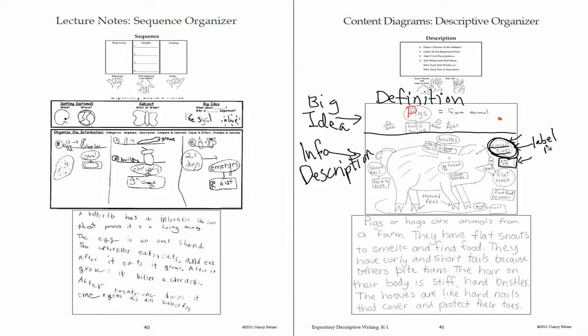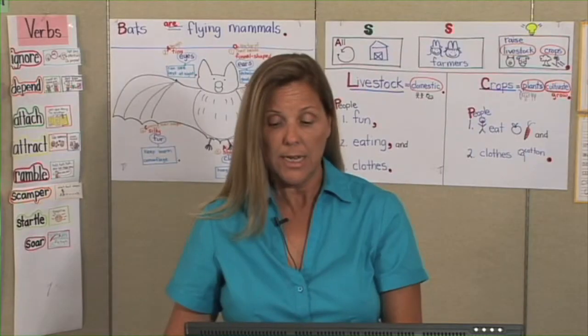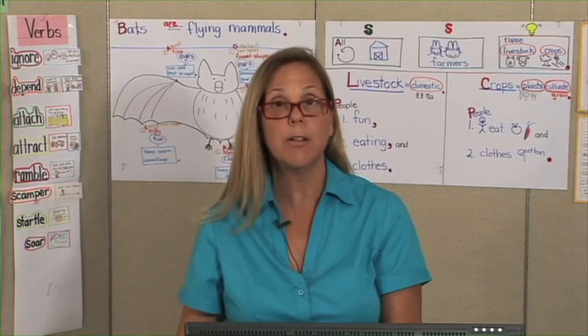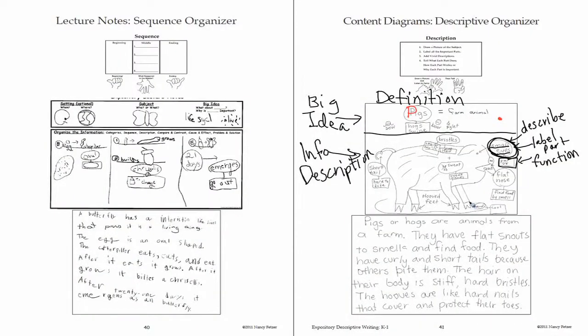Label the part. Then we're going to add fancy words, so I'm going to describe the part. Then over here, I'm going to tell the function in the drop box. And I'm going to go around and repeat that for all the different parts of the pig. So notice we had flat nose. What's the function? To find food by smell. As we go through, we're going to add all the different parts by labeling them, describing, and then their function. Then we orally rehearse all this information together, and the kids are practicing it with me.